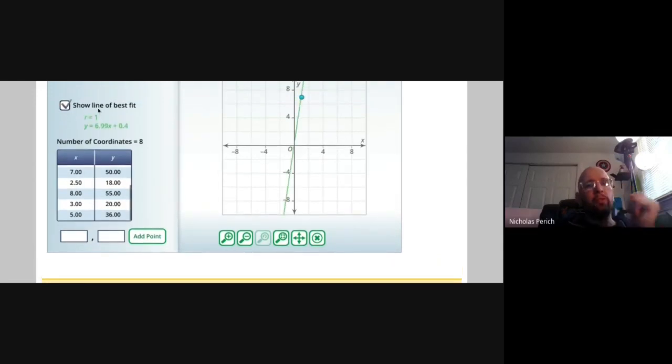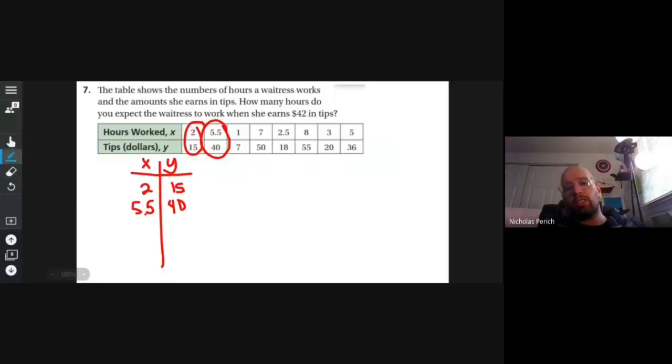Our line of best fit is 6.99. You know what I'm going to do? Since it's a line of best fit, I'm allowed to estimate a little bit. And let's look at the original problem. How many hours do you expect the waitress to work? So it's not perfect. So I'm going to do y equals 7x plus 0.4.